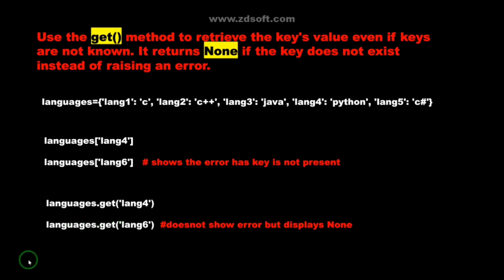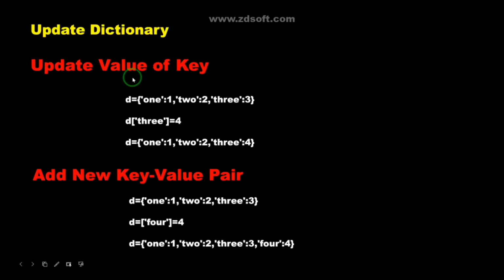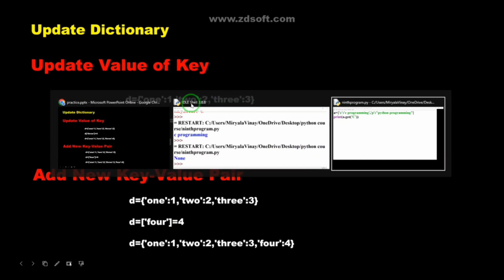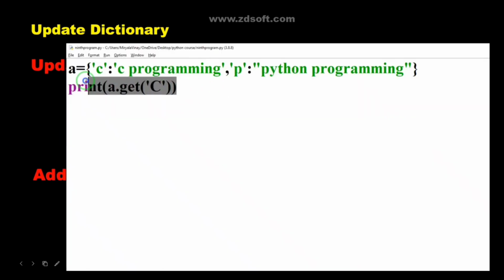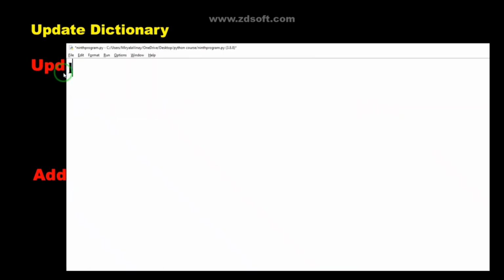Coming to the next part, how can we update a dictionary? To update the value of a key, you can use this method. Let me show with an example. Suppose we have a list, with variable name a equal to 1, 2, 3, 4.